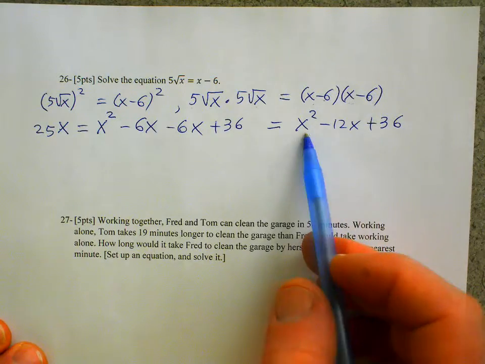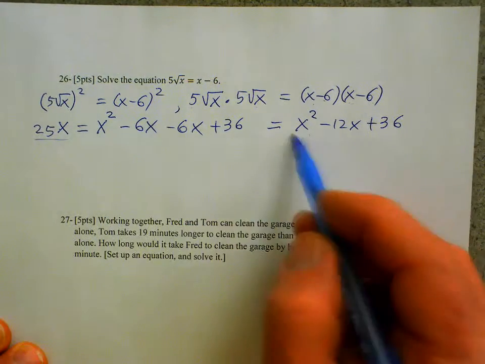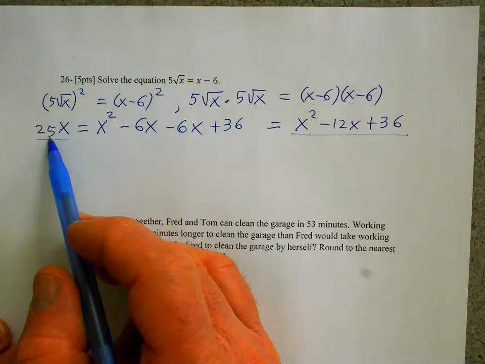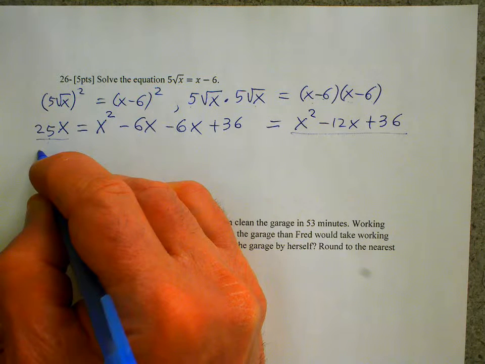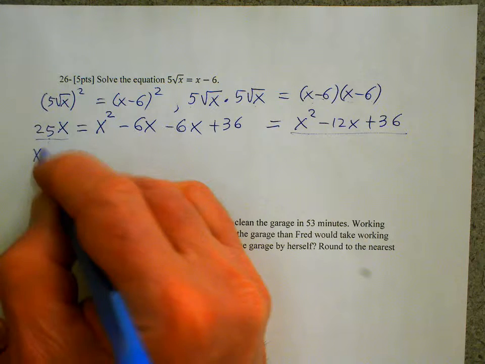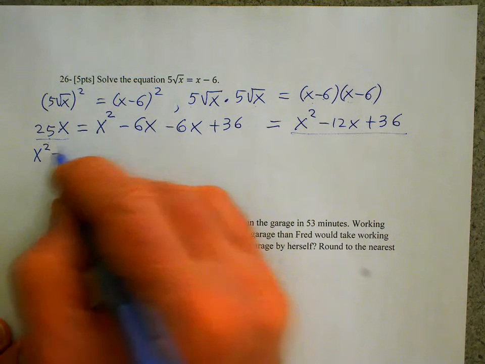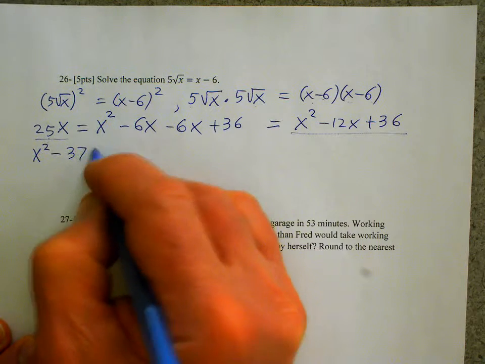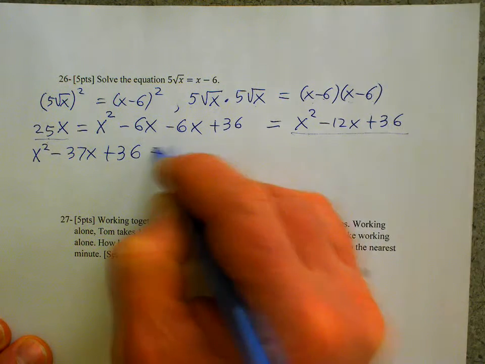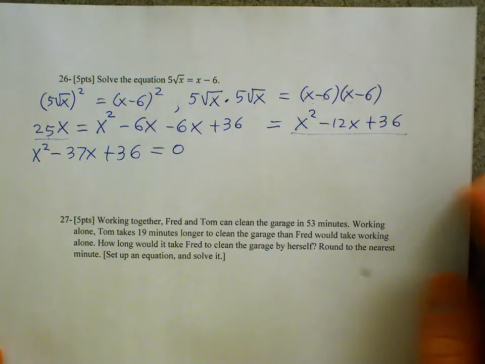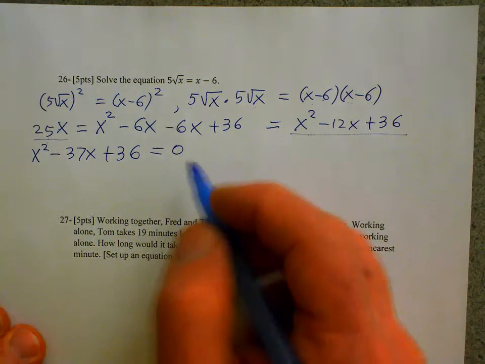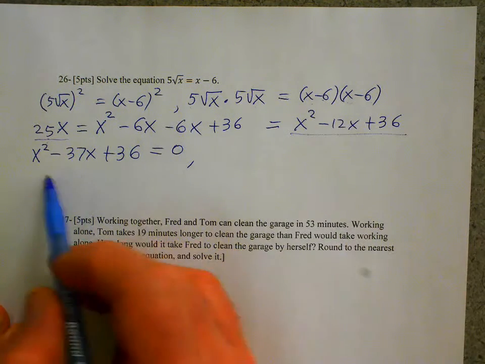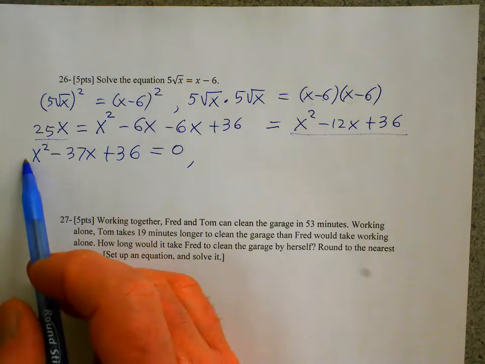Okay, so what we have is a quadratic equation. So we'll subtract 25x from both sides. And when we subtract 25x from both sides, we get x squared minus 37x plus 36 equals 0. Okay, we can always use the quadratic formula, but this one can be solved by factoring. So we can use the AC method.